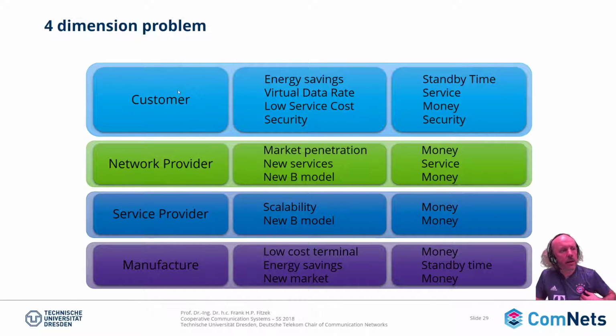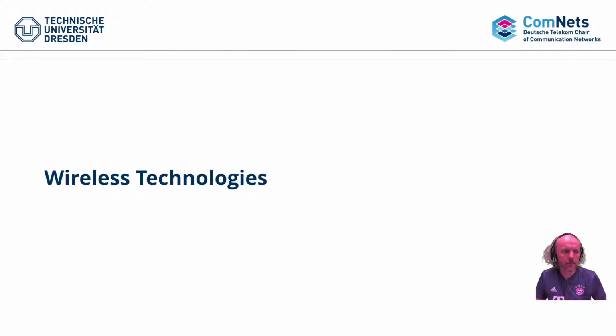If you bring this together for the customer, the network provider and service provider, and the manufacturer, and you look at the certain advantages that they will face, then most of the time you see the word money. Money drives the world, so this is clear. And if you have other things like standby time for the user, that also means more money for service operators. And if you can increase the standby time, most likely people will buy your device. And here you see the benefits of cooperation for the 4 different players.